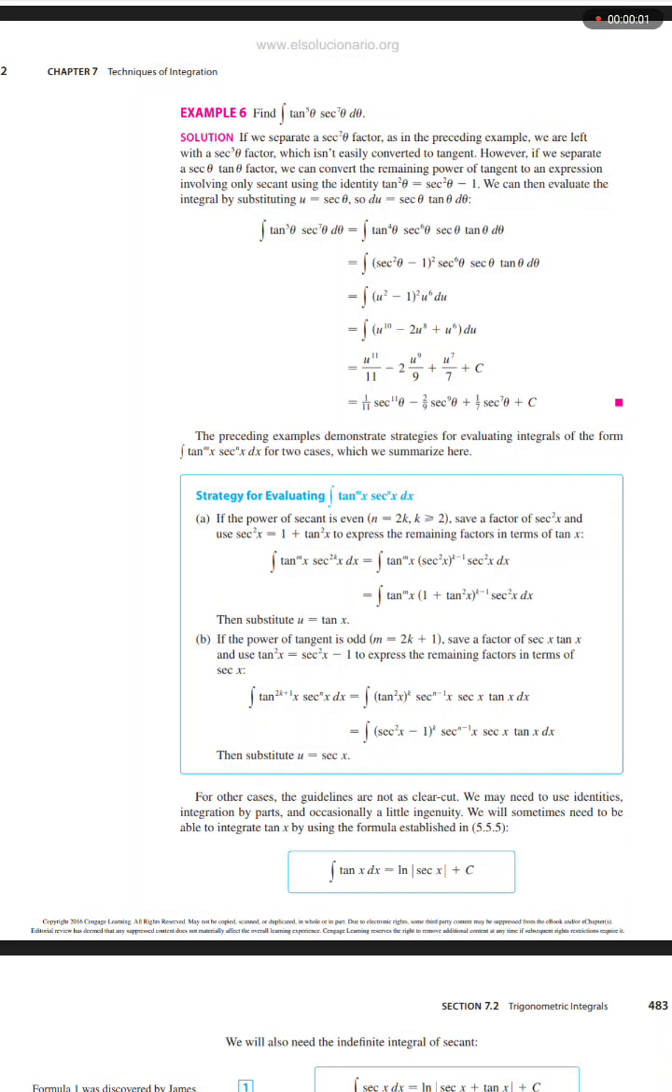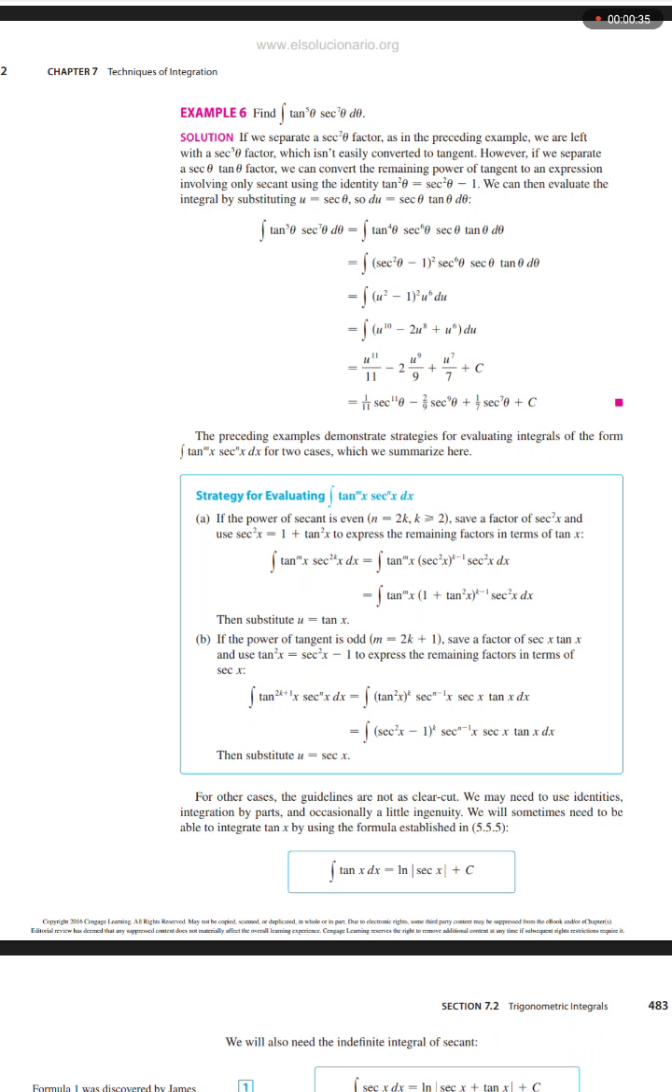Example 6, find the integral of tangent to the fifth power theta and secant to the seventh power theta d theta. Solution: if we separate a secant squared theta factor, as in the preceding example, we are left with a secant to the fifth power theta factor, which isn't easily converted to tangent.